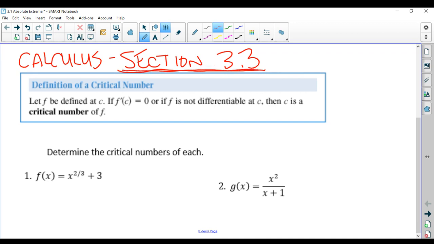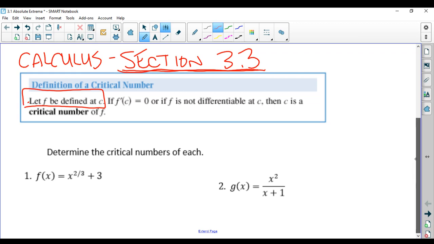I'm just going to work on the definition of a critical number, and it's very simple. It's the x value where a derivative is 0 or undefined. However, it must be defined in the original function. Therefore, if it's not defined in the original function, it can't be called a critical number. You'll see that in the second example.